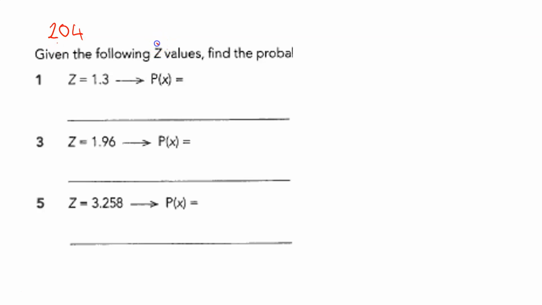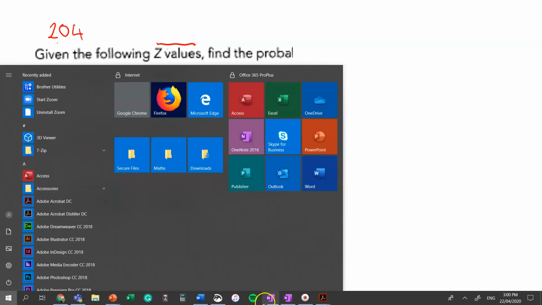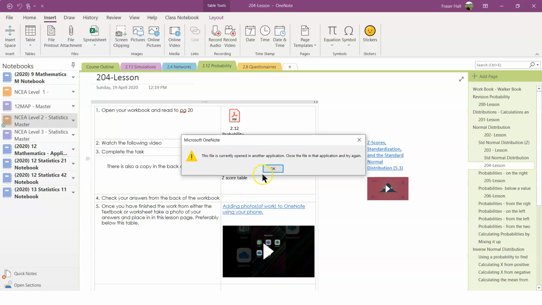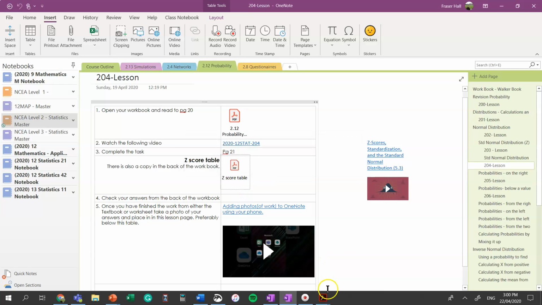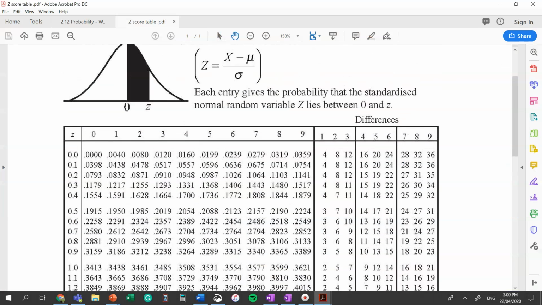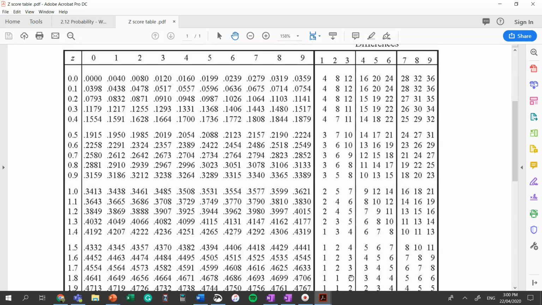So the Z values, the critical thing, are just numbers in a table. Which table? If you go to your OneNote, you've got your lesson. I've got the Z score table there. You click on that, and you should end up with a table like this. You use this table, using the Z score, to work out the probability.